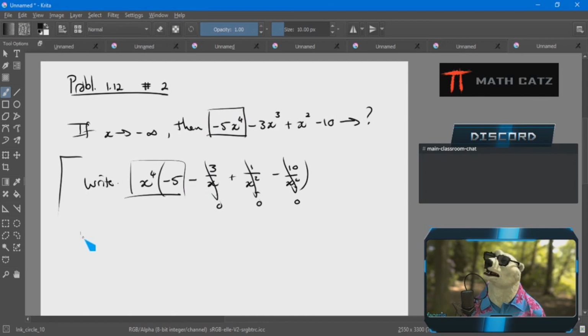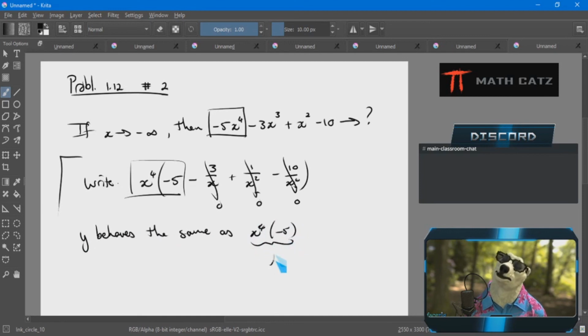So again, my function, I'll call it y, behaves the same as x to the 4 times -5, which is the leading term. And this is a key property of the polynomial, that if I ask a long-term behavior question, then the polynomial behaves the same as its leading term.